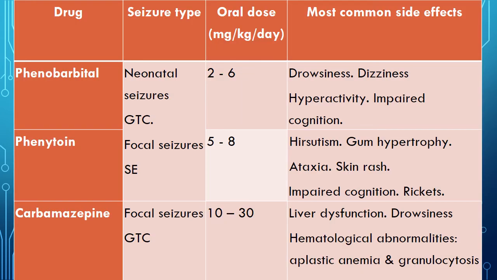Phenobarbital, phenytoin, and carbamazepine can be used to control focal epilepsy and generalized tonic-clonic seizures. In addition, phenobarbital is the first-line treatment used in control of neonatal seizure. Phenobarbital and phenytoin are also available in intravenous formulation and can be used as a second-line anticonvulsant drug to control status epilepticus.